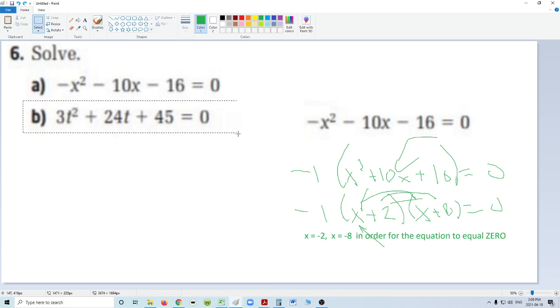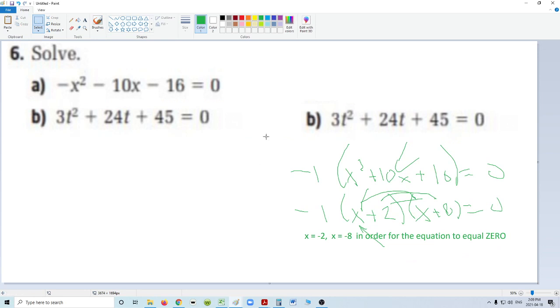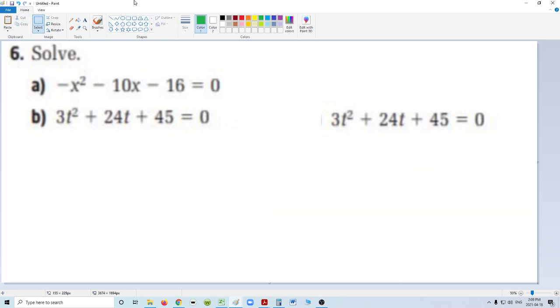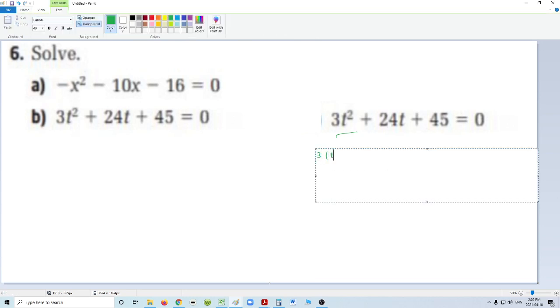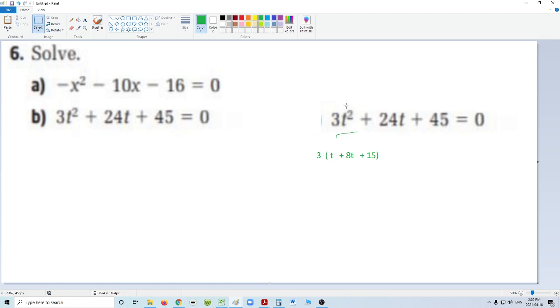The second one, you have to just remember that you always want to see if you can get the front value down to with no coefficient. And look, they're all divisible by 3. So when I factor out 3, I'm left with t squared plus 8t plus 15. And that makes it a little bit easier. It's always easier to factor something that does not have a coefficient in the front.